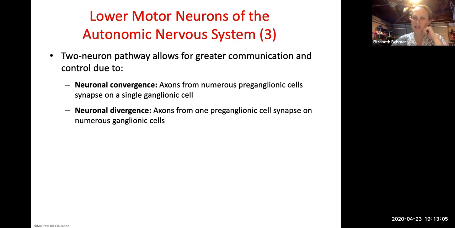Neuronal convergence is when axons from numerous preganglionic cells converge or synapse on a single ganglionic cell. So that's neuronal convergence. They synapse and converge on one ganglia. And neuronal divergence is when axons from one preganglionic cell synapse on numerous ganglionic cells. So they diverge onto numerous ganglionic cells. So that's your next couple of notes under number 2, B and C: neuronal convergence and neuronal divergence, and what that means.